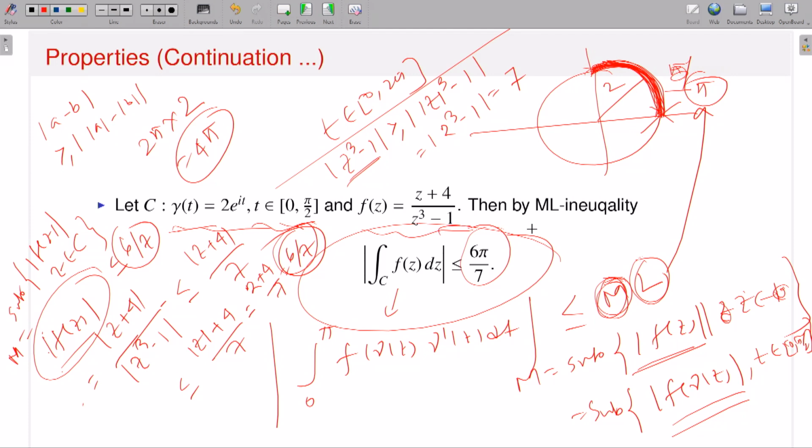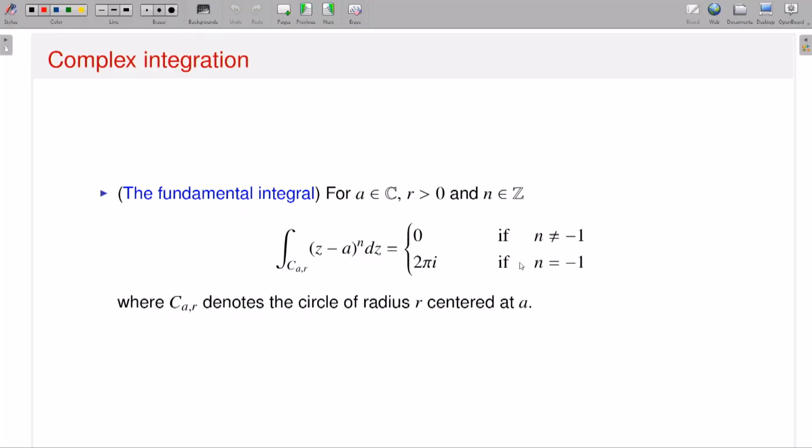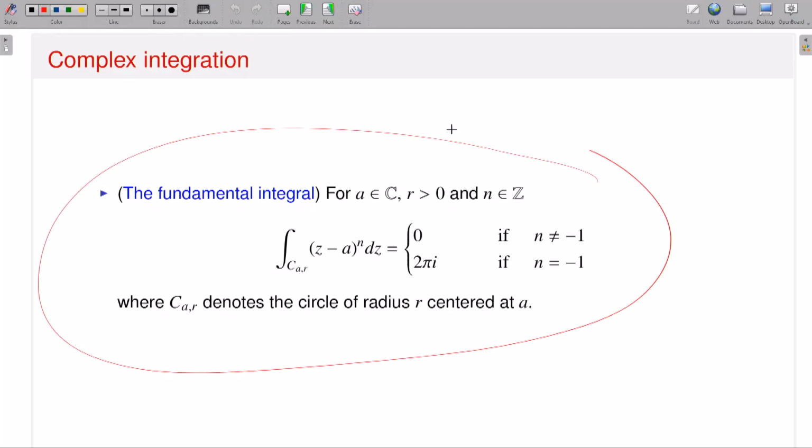But I know this object is always dominated by m times L. Now m is lesser equal to 6 by 7, L is exactly equal to pi. So therefore this is 6 by 7 times pi. So this kind of problem you can calculate, okay. Just use the definitions of contour integrations and you can have it. Okay. So now this is what is called a fundamental integral, that you can easily calculate. So I am not just giving a hint. Okay, you can easily calculate it.